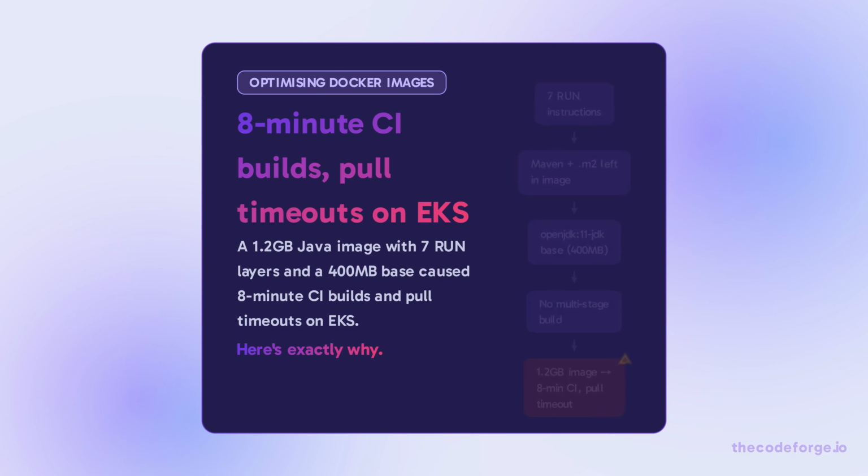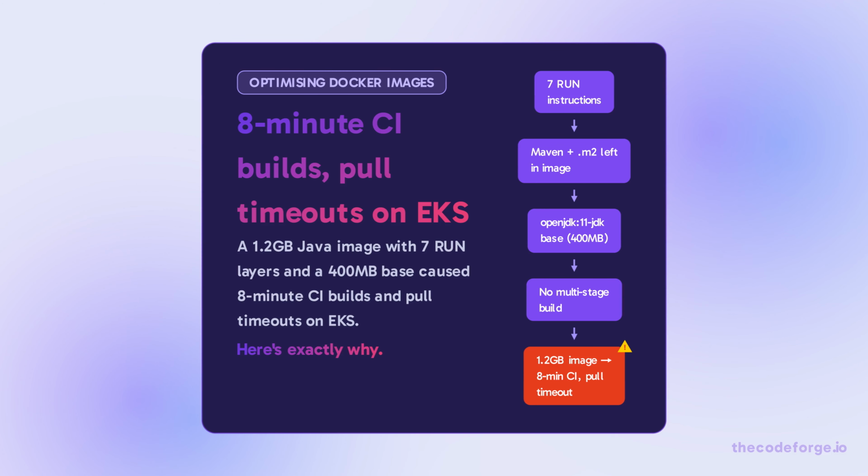A 1.2 GB Java image caused 8-minute CI builds and pull timeouts on EKS. The Dockerfile had 7 run instructions, installed Maven with all dependencies, left the M2 repository in the image, and used a 400 MB JDK base instead of a slim JRE. No multi-stage build was used.